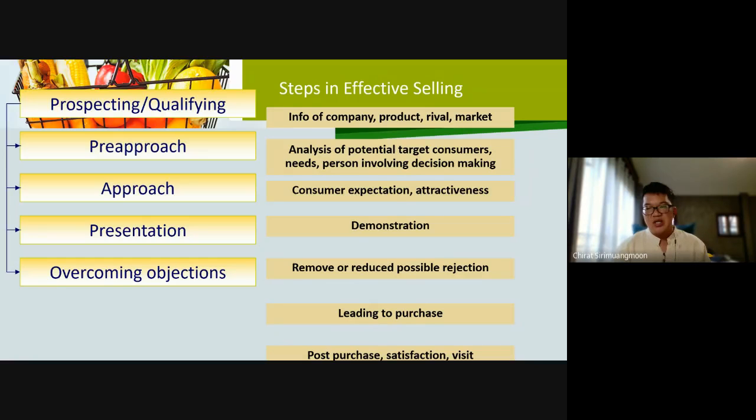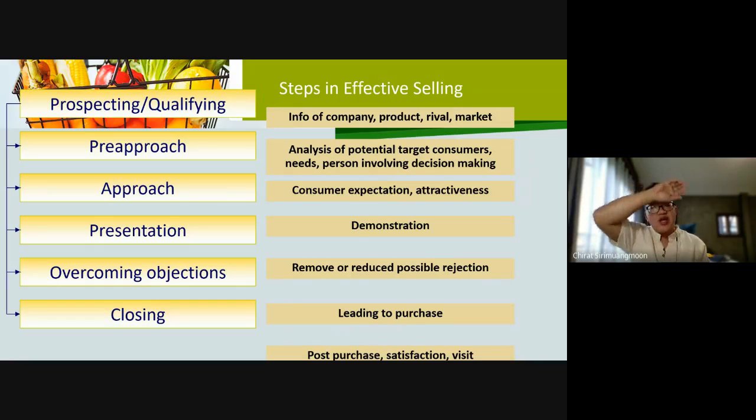Sometimes the consumer might play some trick about your products, like they need to have many discounts that you can't offer. So you might need to know how to reject, or how to say no to this offer. Then leading to purchase. If you can make the job done or deal with the product, you can close the process. It leads to the purchase.